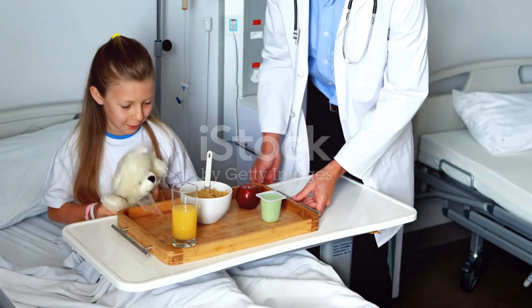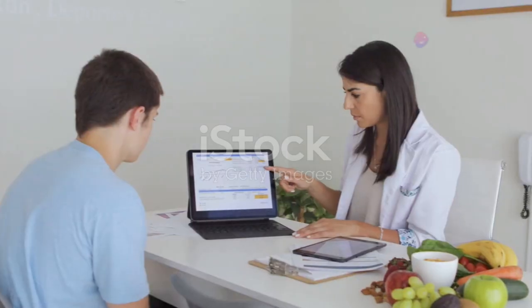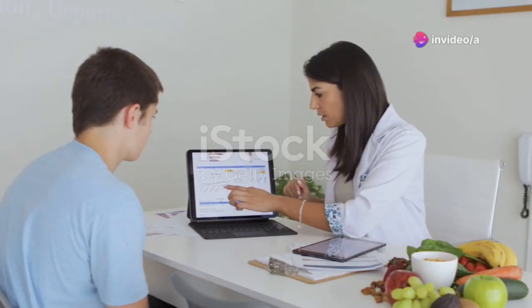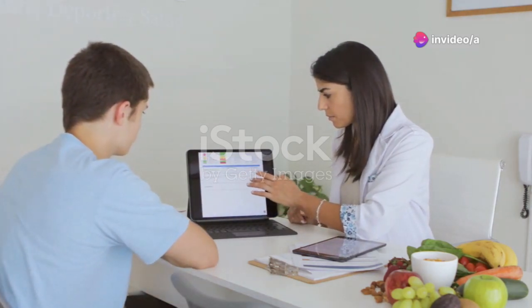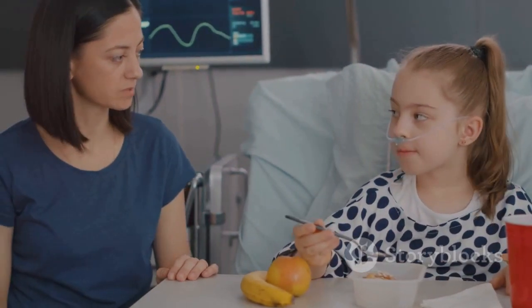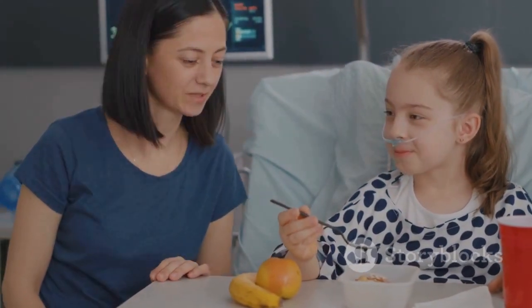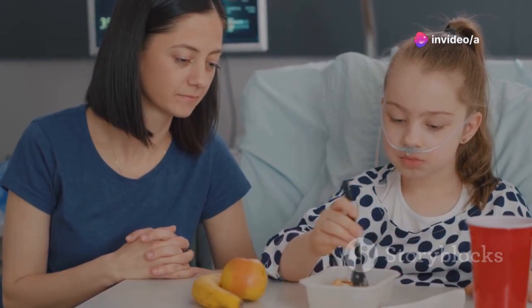Section 9. Treating malnutrition, a path to recovery. Treating malnutrition requires a tailored approach depending on the type, severity, and underlying causes. Treatment options may include nutritional interventions, medical management, and supportive care to address both the physical and underlying contributing factors.